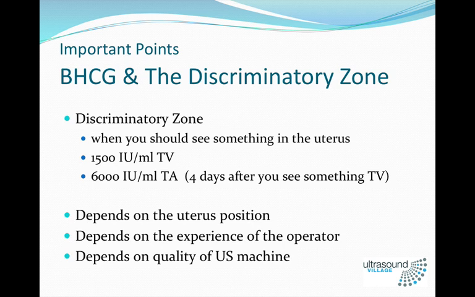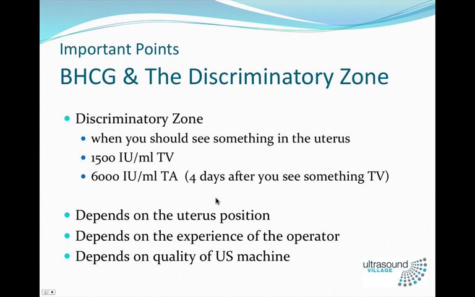This is another really important thing, the discriminatory zone. It's the level of beta-HCG when you should see something in the uterus on ultrasound. So TV stands for transvaginal ultrasound and TA transabdominal. When your beta-HCG is 1500 international units per mil, you should, on an ultrasound, be able to see something in the uterus. If it's 6000, which is only actually 4 days later, because if the beta-HCG doubles every 2 days, got 1500, 2 days later it should be 3000, 2 days after that it should be 6000. So 4 days after you see something transvaginally, you should be able to see something transabdominally. Now that's using modern ultrasound equipment.